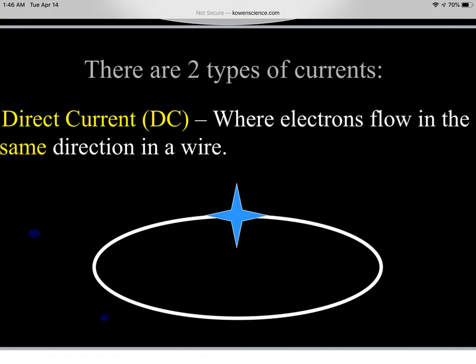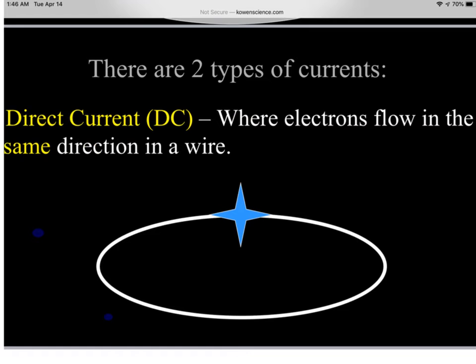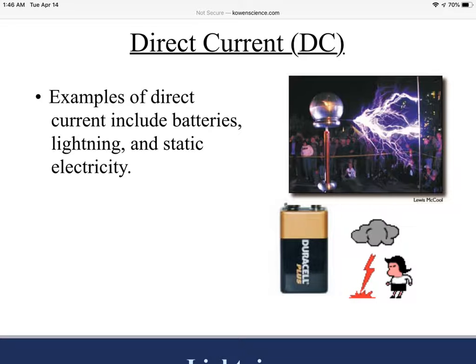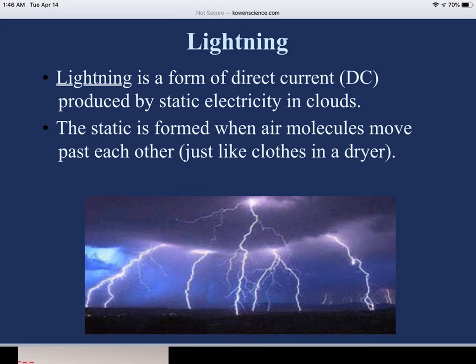There's the direct current circuit, known as a DC. This is where the electrons flow in the same direction. If this was animated, what it would be showing you is that this is flowing in this direction like that right there. Examples of direct current would be batteries, lightning, and static electricity. With lightning, it's a form of a DC current. It's produced by static electricity in clouds.